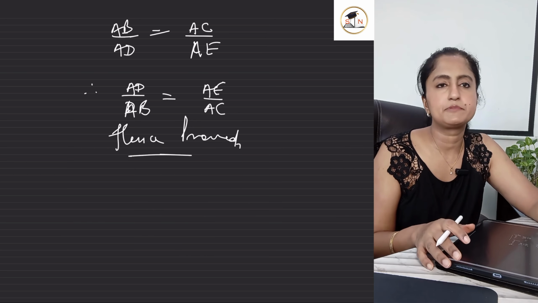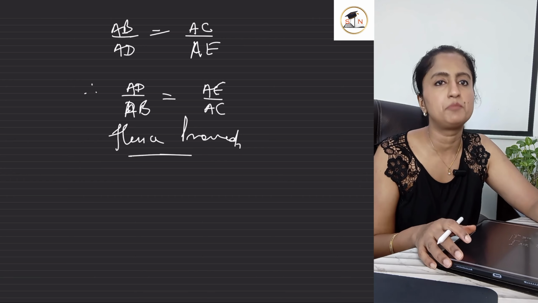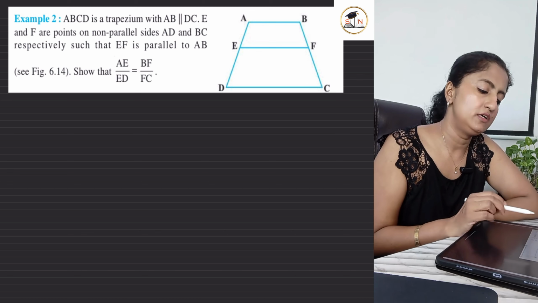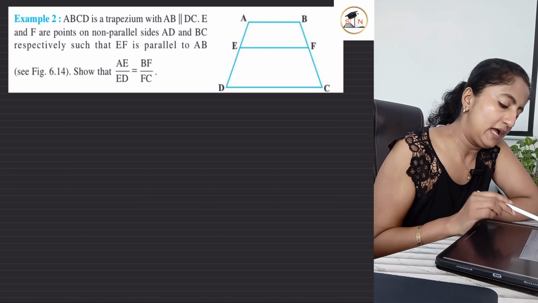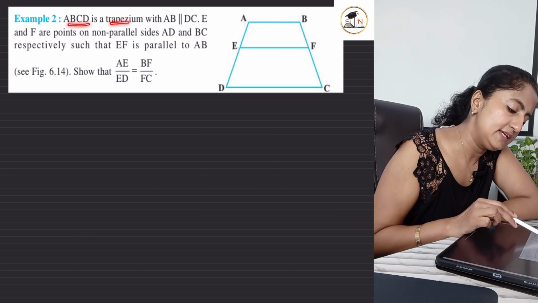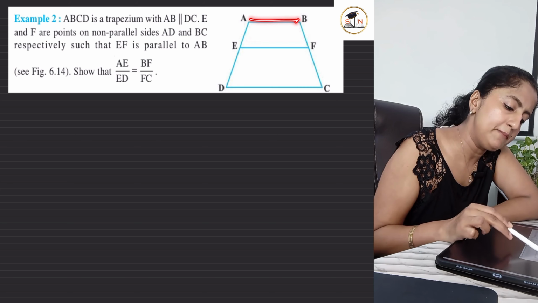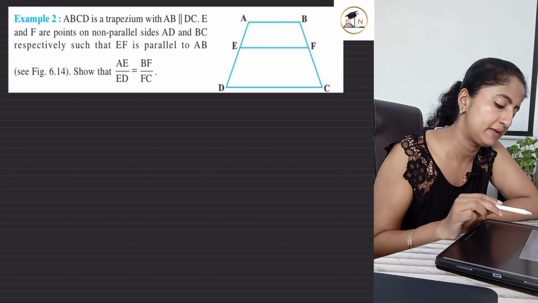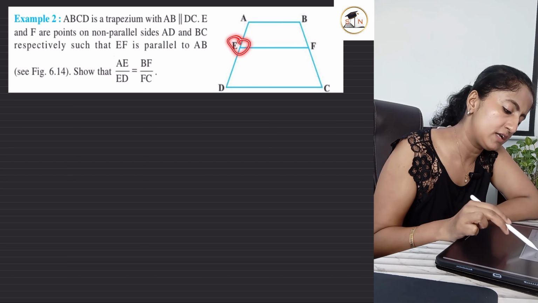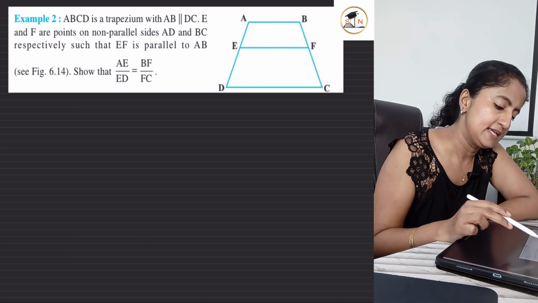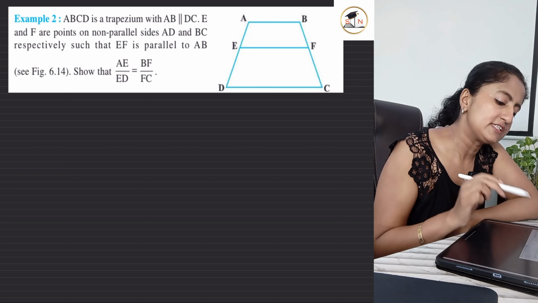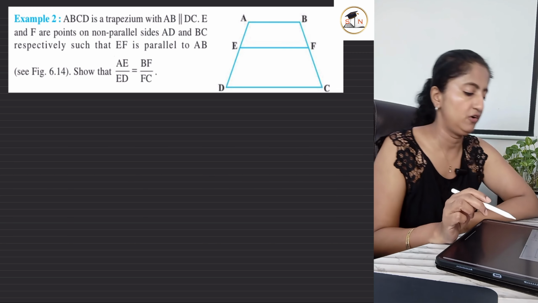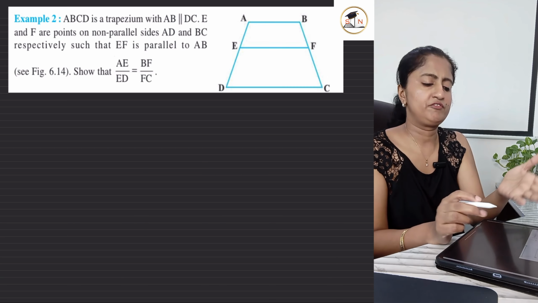Otherwise, this question is absolutely very easy, but yes, it is important as well. Okay, now moving on with example 2. What we have over here, that ABCD is a trapezium with AB parallel to CD. We are given these two lines are parallel of the trapezium. E and F are the points on the non-parallel sides, AD and BC respectively, such that EF is parallel to AB. Okay, now figure is pretty easy.